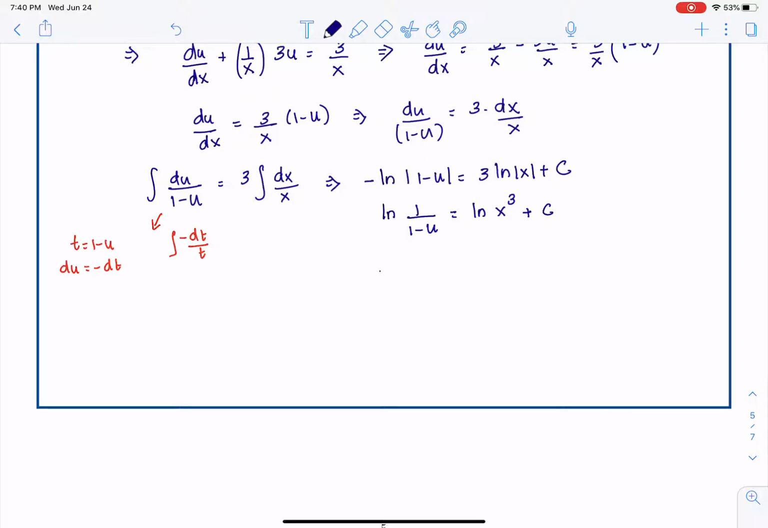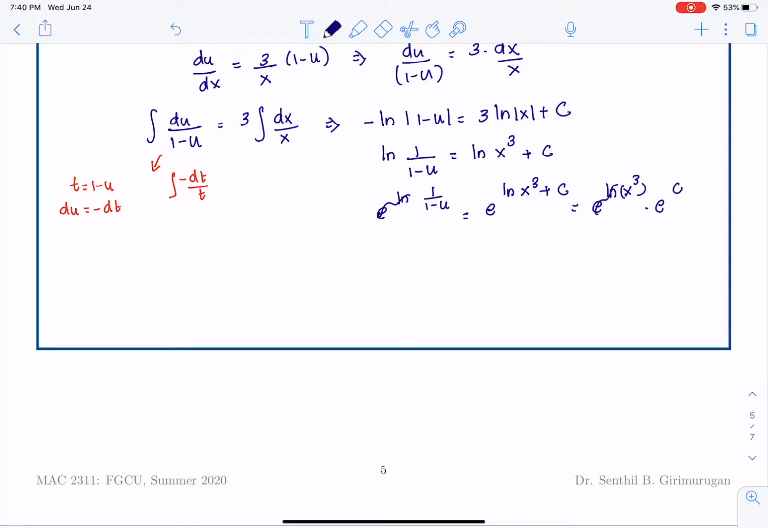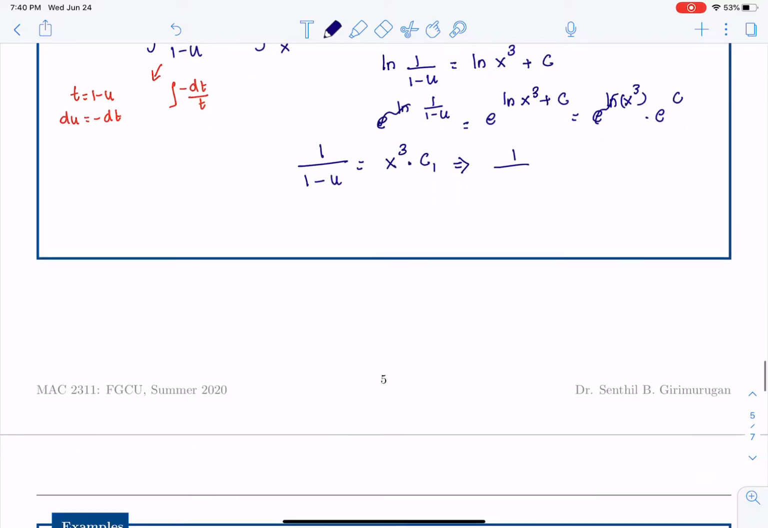If I exponentiate on both sides, I have e raised ln of 1 over 1 minus u equals e raised ln of x cubed plus c. The e and the ln cancel, and I could write e raised ln of x cubed plus c as e raised ln of x cubed times e raised c. I'd simply have 1 over 1 minus u equals x cubed times e raised c. E raised c is another constant, so I'm just going to call it c1. Keep in mind, u in our original substitution was y cubed. So I have 1 over 1 minus y cubed equals x cubed times c1.